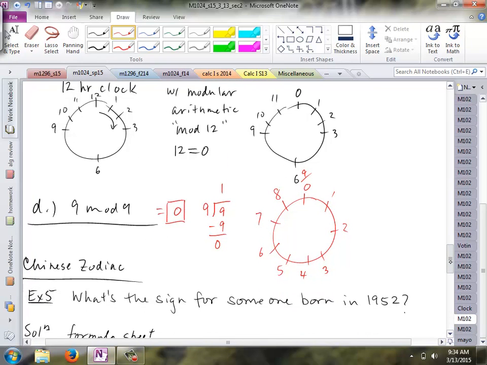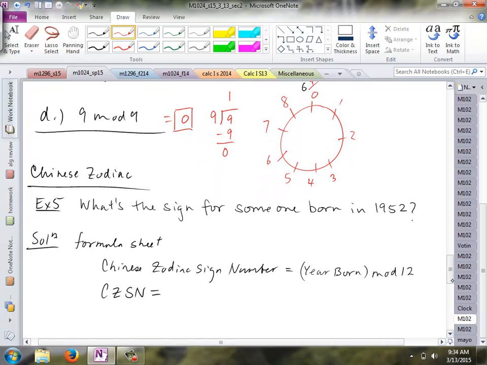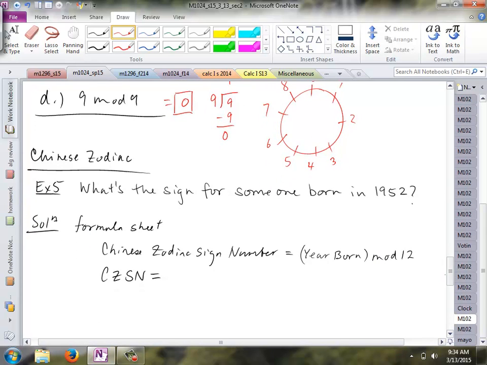So there's a surprising number of applications for this, but we're just going to do some fun ones first, and then we'll do some more complicated ones later. All right, so Chinese zodiac. Look at your formula sheet. This is actually the first thing on the formula sheet.